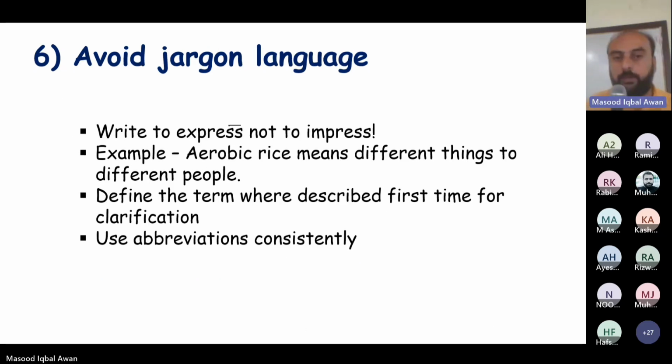The next important principle is to avoid jargon or too much technical language, because we are trying to express, not to impress. For example, if I say aerobic rice, this means different things to different people. For an agronomist, this is a production system. For a breeder, this is a variety. For a soil scientist, it means aerobic soil conditions. So one way to avoid this problem is to define the term where it is described for the first time. And we should use the abbreviations consistently.